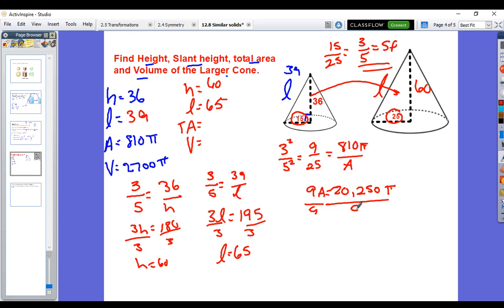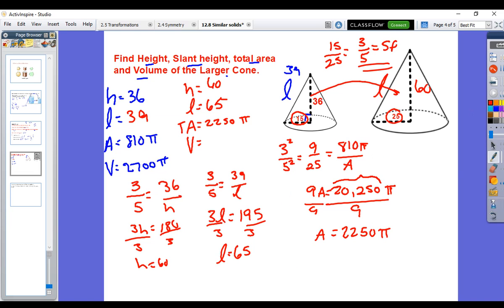Again, when you divide this, only input this in your calculator, just this part right here, the 2250. So A equals 2250 divided by 9. You end up getting 250, and that is with the pi included. So 250 pi. That's our total area of this whole cone. There is no big old formula doing it, just a little bit of cross multiplication and dividing.